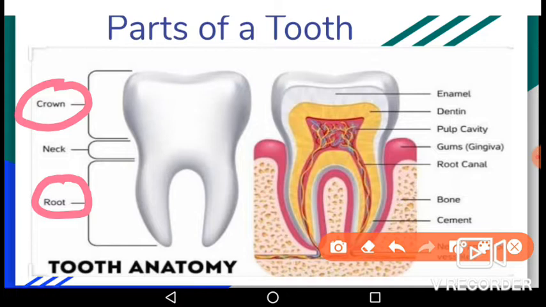The white part on the outside of the tooth is called enamel. It is the hardest substance in the human body. Below the enamel lies the hard dentine. Inside the dentine lies the pulp, and the pulp is very soft and full of nerves and blood. The pulp forms the central part of the tooth.